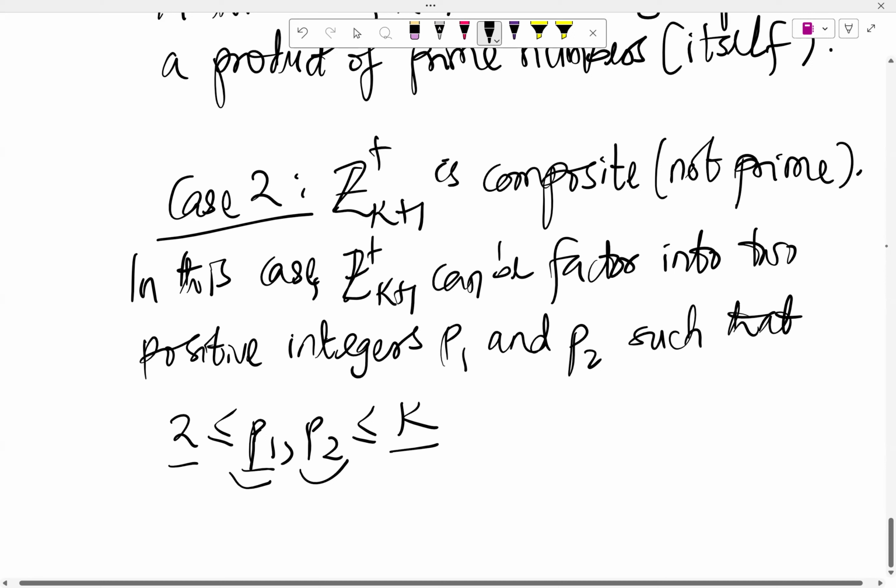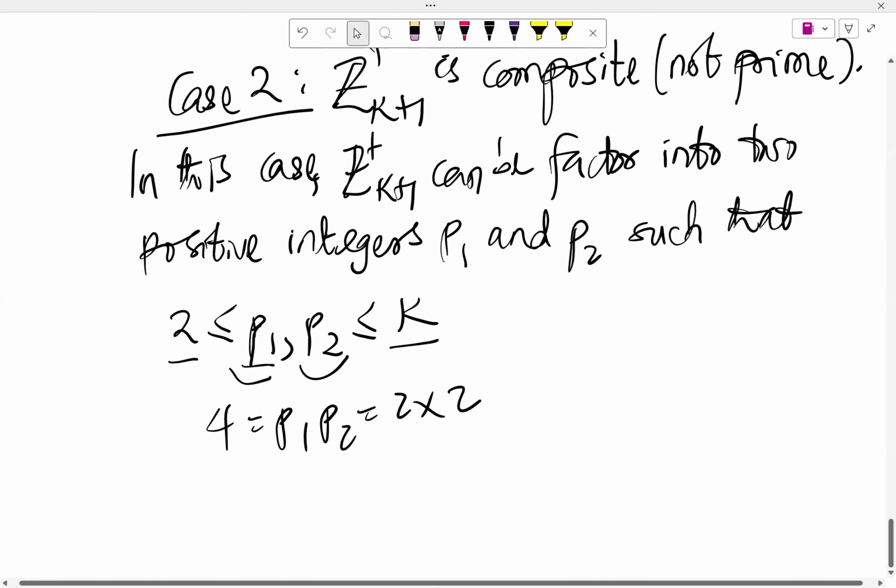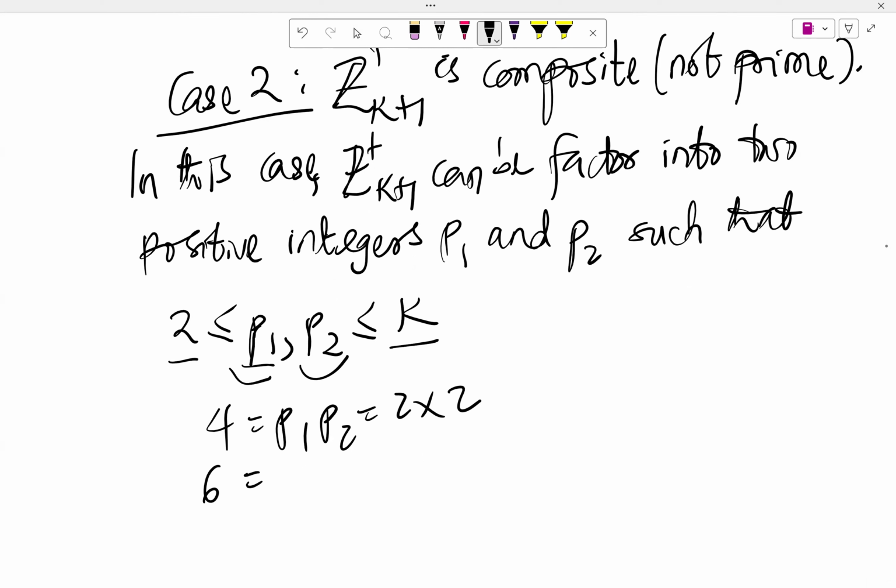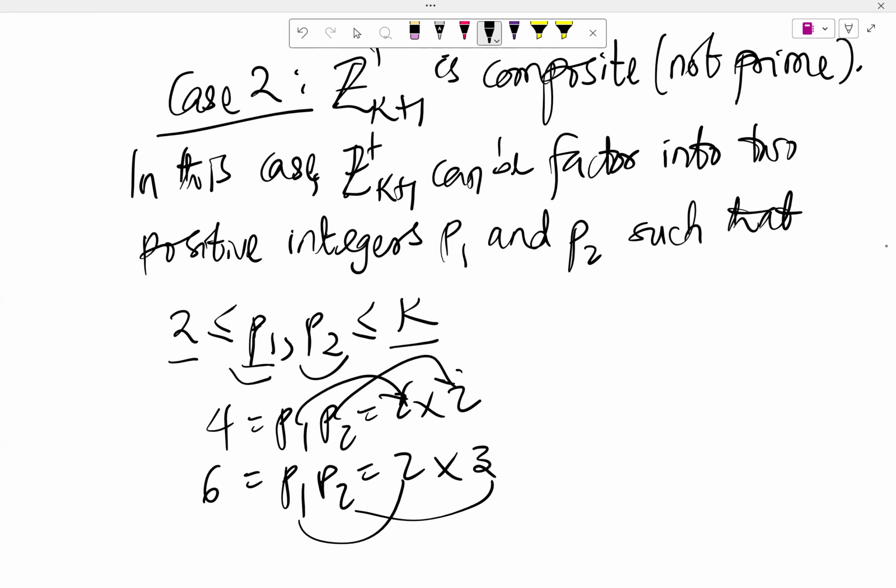So the first one can be just like the cases you've seen, like 4 and 6. 4 is 2 times 2, right? So p1 can actually be 2. In the case of 4, p1, p2 is 2 times 2. That means both p1 and p2 are 2 each. But then p1 can be 2, or p2 can be anything less than k, or k itself, right? In the case of 6, you have p1, p2, which is 2 times 3.